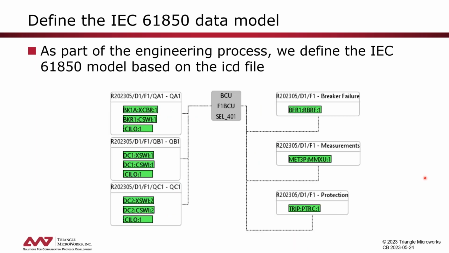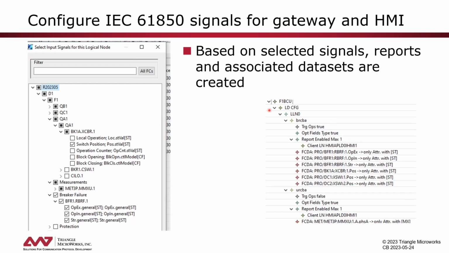So from an engineering process, we now define our data model, the full data model, not just what we used initially for the GOOSE, and we can configure it with a tool. We basically can select with our system configuration tool, the Helix STS, the data points that we want to send to the SCADA gateway or that we want to send to the local HMI. And based on that, we can configure our reports with the corresponding data sets with all the data members.